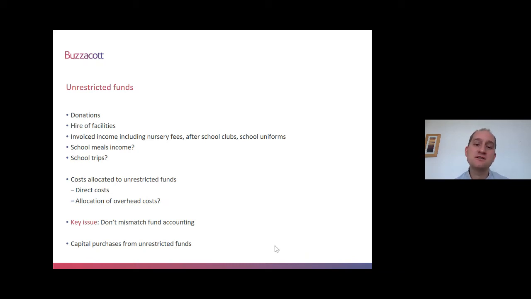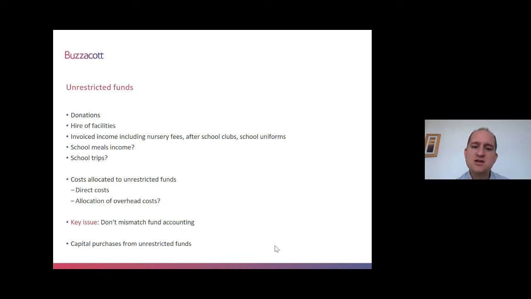So for example, hire of facilities, you may not have a particular lettings person, but you may have someone who spends a bit of their time on lettings, and so it's materially accurate to allocate a proportion of that person's time over to the costs of hiring out facilities. And there may be allocated support costs that you need to attach over to that, so all the overhead costs, if that's material, which it sometimes is, sometimes isn't, depending on the Academy Trust, but worth thinking through.